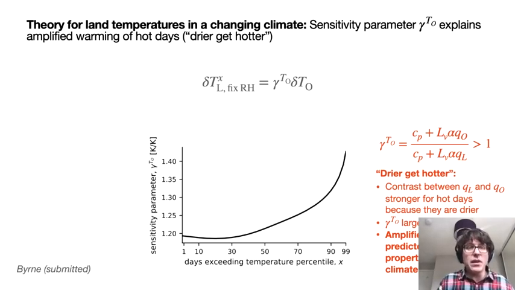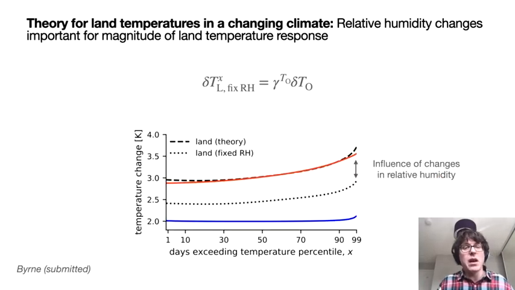Okay, so that's the fixed relative humidity theory. But if we apply this fixed relative humidity theory to predict the absolute changes in land temperature, which is the dotted line here, we see that we underestimate the land temperature response quite substantially. So changes in relative humidity over ocean, but particularly over land, strongly affect the magnitude of the land temperature response, even if they're not essential for understanding this amplified warming of hot days relative to the average day.